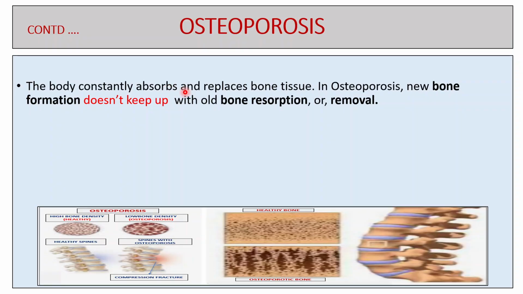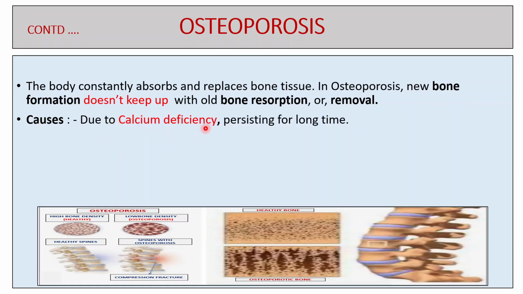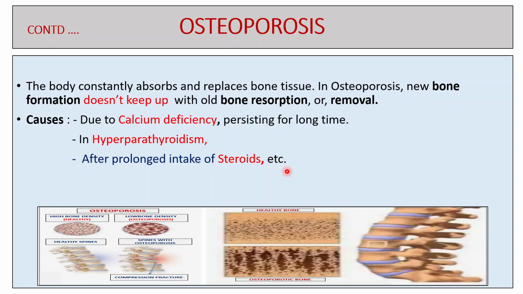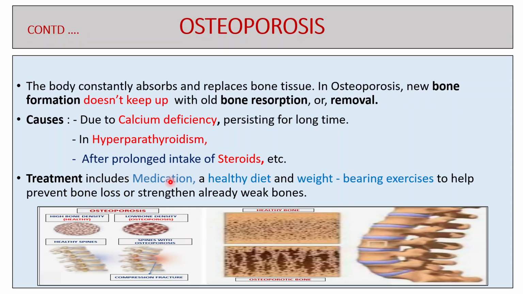The body constantly absorbs and replaces bone tissue. In osteoporosis, new bone formation does not keep up with old bone resorption or removal. Bone resorption is more, bone formation is less. Causes are calcium deficiency persisting for a long time, hyperparathyroidism, hyperthyroidism, where bone resorption is more, and prolonged intake of steroids. Treatment includes medication, a healthy diet, and weight-bearing exercises to help prevent bone loss or strengthen the already weak bones.